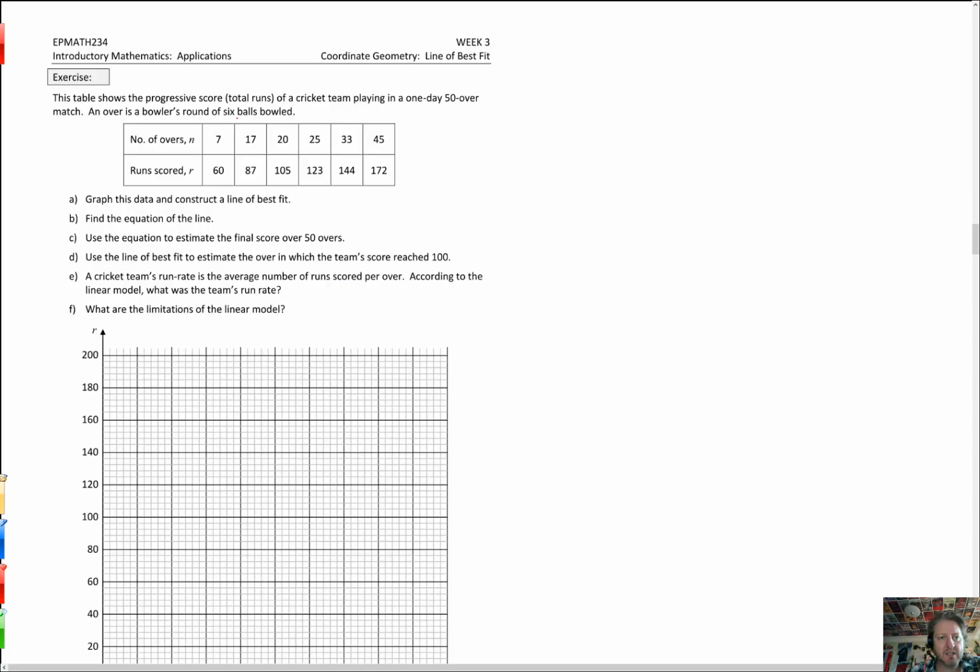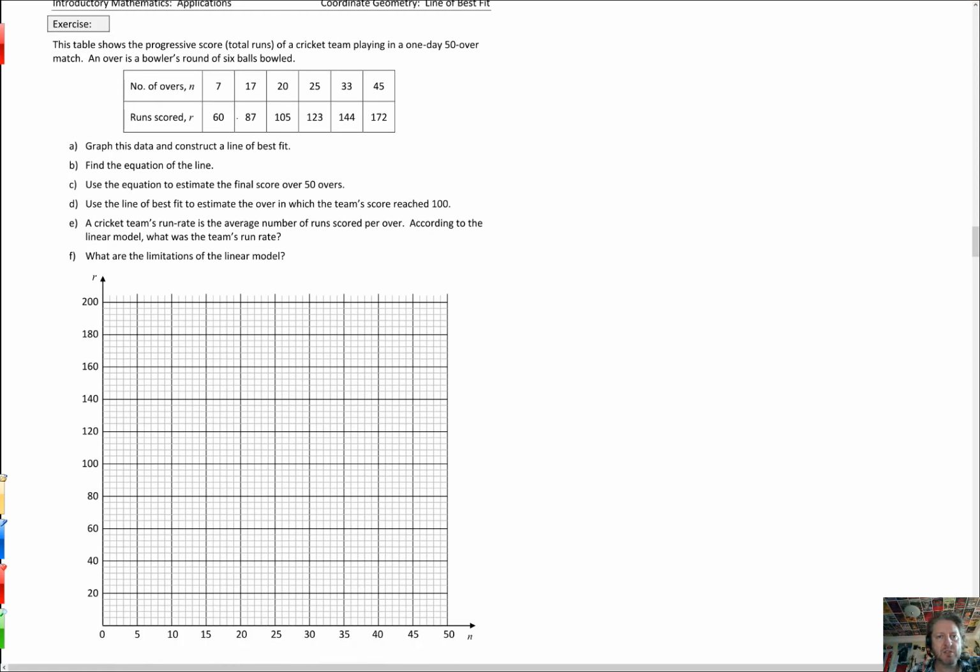Okay, so I've got an exercise here. The table shows the progressive score, total runs of a cricket team playing in a one-day 50-over match. If you're not a cricket person, don't get put off by things like this. It's not going to get too technical. We're going to plot points, draw a line, and find the gradient and y-intercept. So if any topic is not in your realm of interest, it's not going to matter, I believe. You can tell me if I'm wrong.